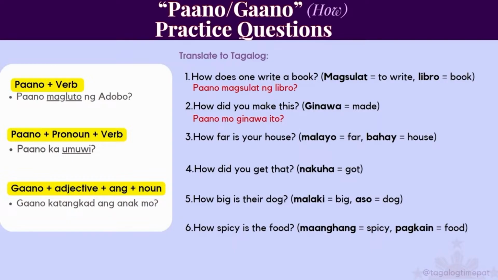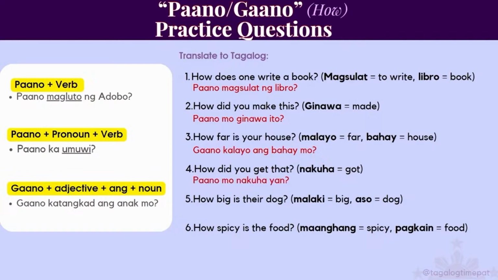Malayo means far, bahay is house. So, gaano kalayo ang bahay mo? Do you see that it's asking about the distance of your house? So it's like an extent of that adjective. So, gaano kalayo ang bahay mo? That's why we're using gaano instead of paano, because we're asking about an adjective related to your house.